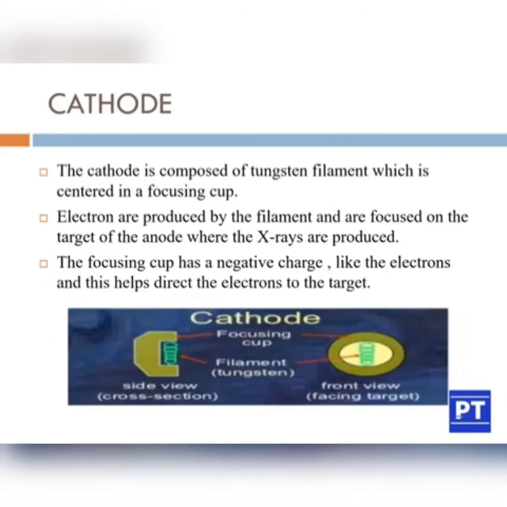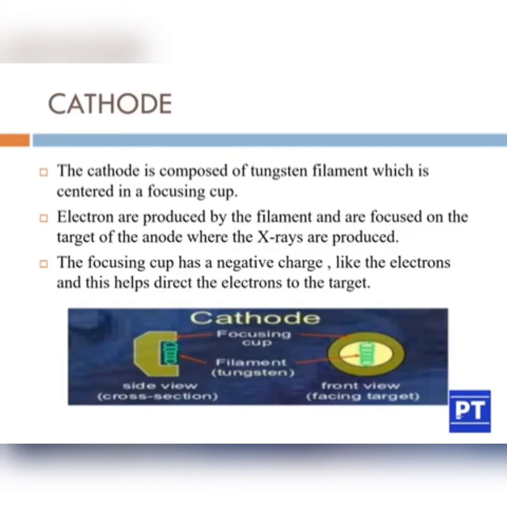Let us see the cathode step by step. The cathode is composed of a tungsten filament. So what is the material of the cathode? Tungsten is the cathode material, and it is seen in the form of a filament which is centered in a focusing cup. So in the area of the cathode there is a focusing cup too, and the cathode is formed of a filament, and the material used is tungsten.